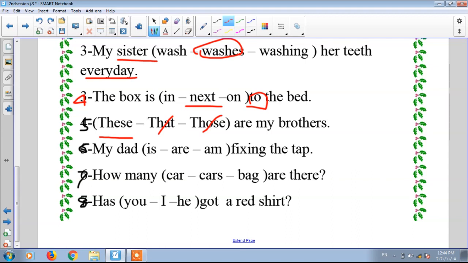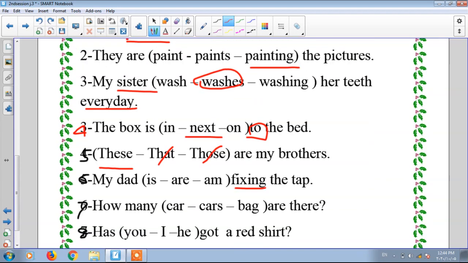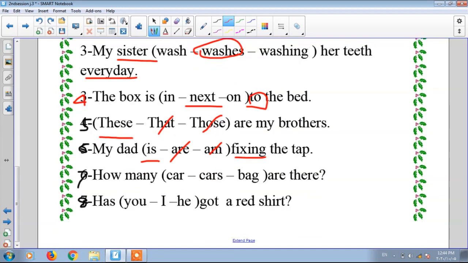Number six. My dad is, are, or am fixing the tap. My dad. Dad means what? He. Do I write "are"? No. "Am"? No. So underline "is".